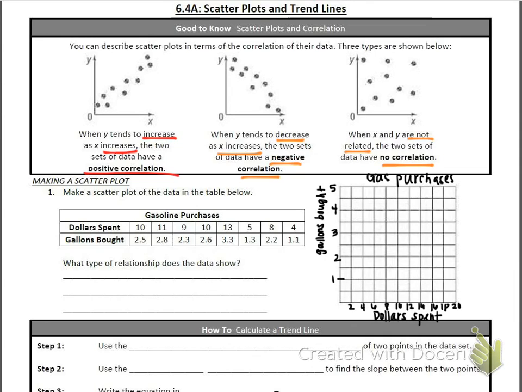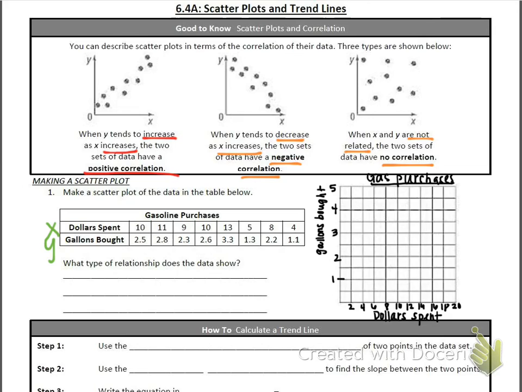But I'm making a big deal out of the titles of your graphs, so make sure you title them. Okay, so basically, this should be pretty easy for you because we've done stuff like this before, right? This is just a T-chart or a table where we have our X's, which is dollars spent, and our Y's, which is gallons bought. So you're just going to put a point for every XY ordered pair that you see.